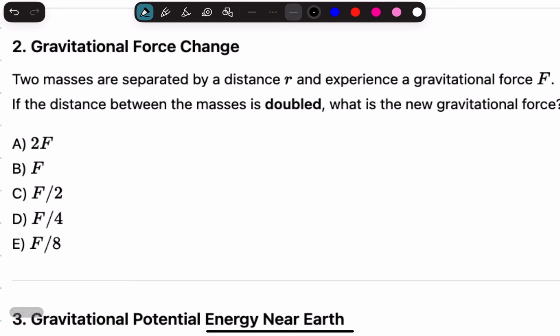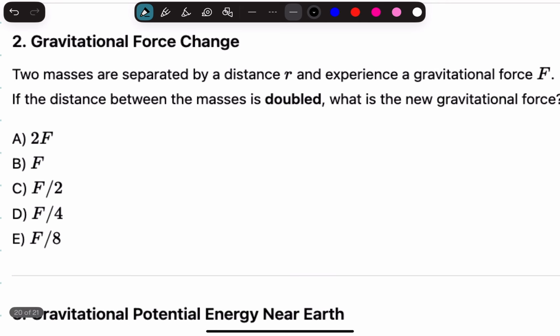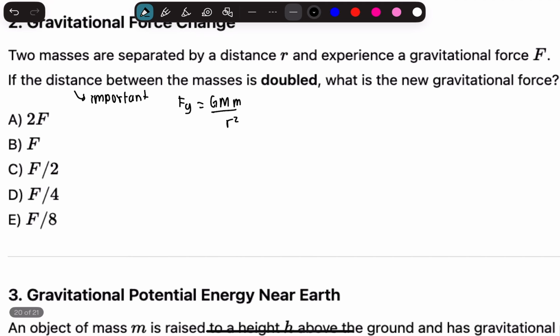Question about gravitational force change. So the concept is that gravity is an inverse square law, so the distance matters a lot. So that is quite important and will scale up quite a bit. So we have the formula Fg is equal to G m times m divided by r squared. Fg is gravitational force, G is the constant of gravity, M and small m are masses, and r is the distance between the center of the masses.